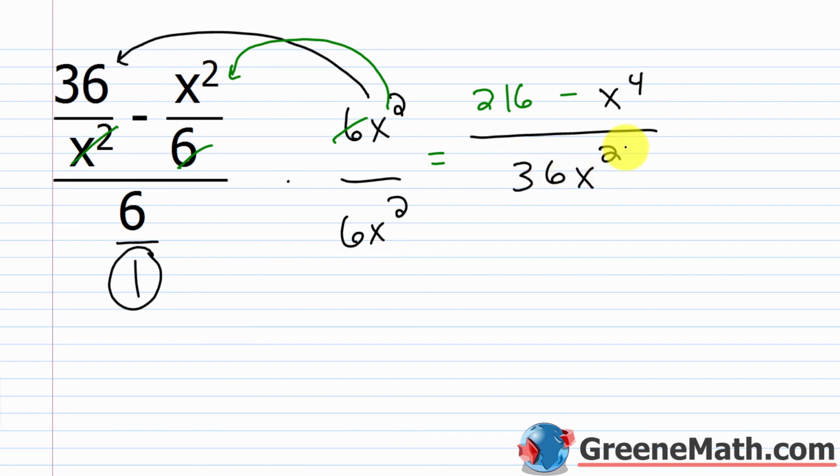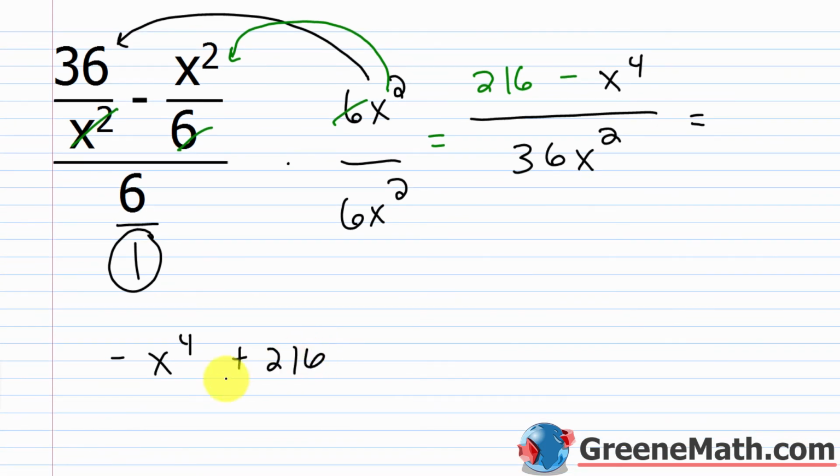So, is there anything that I can do to factor this guy? Well, if 216 was a perfect square, I could use the difference of two squares there, but it's not. So there's not really anything I can do. A lot of you will like to flip your answer around and say, okay, well, this is negative x to the 4th power plus 216 over 36x squared. That's fine. Either way is acceptable.